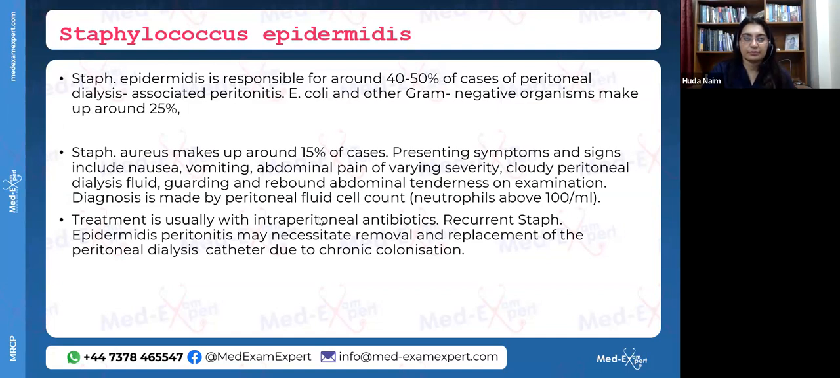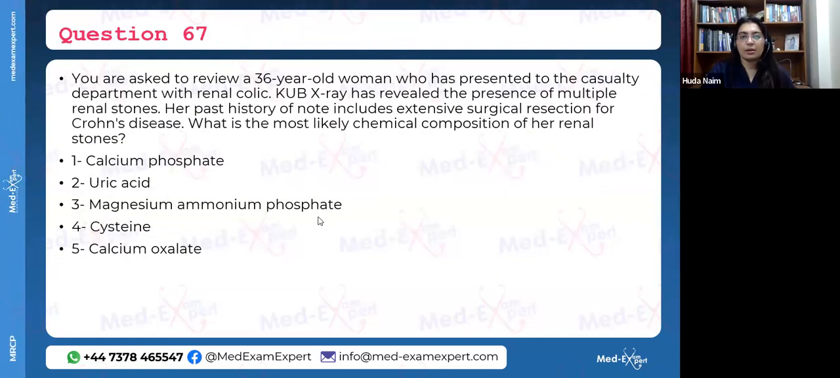Okay. So what you need to do is you need to give them intraperitoneal antibiotics. So intraperitoneal vancomycin is usually given. And you have to remove the peritoneal dialysis catheter, and then you have to replace it with a new one. Okay.